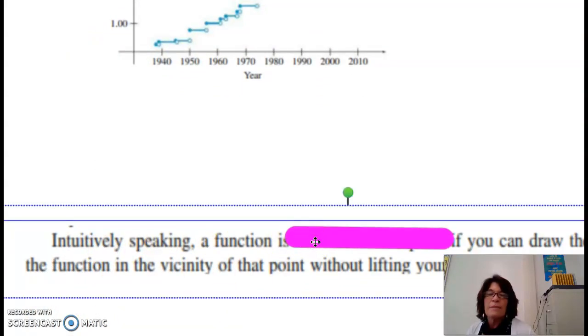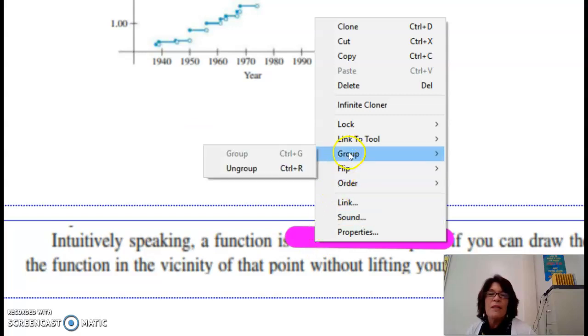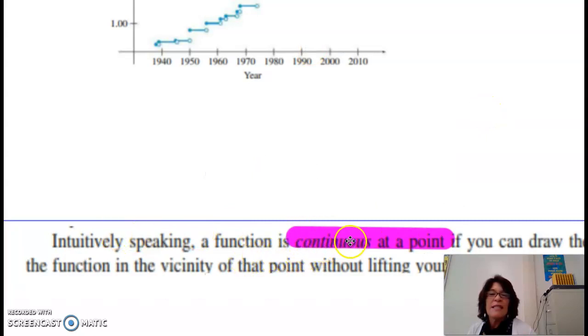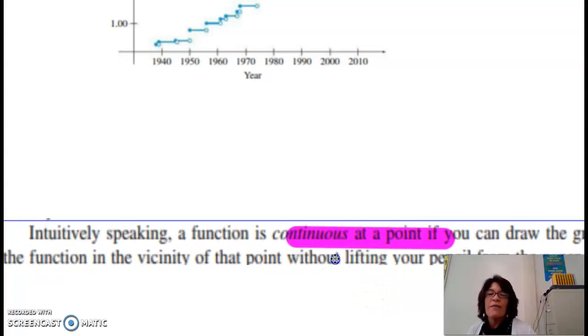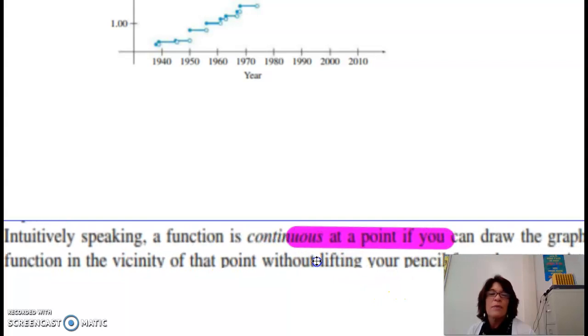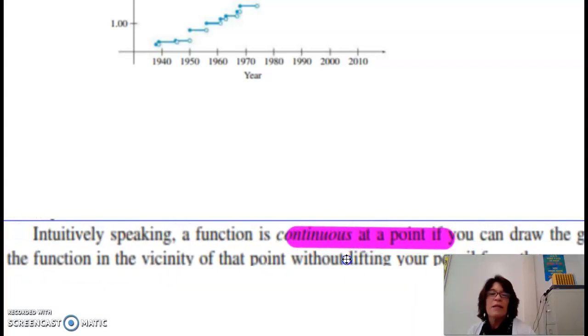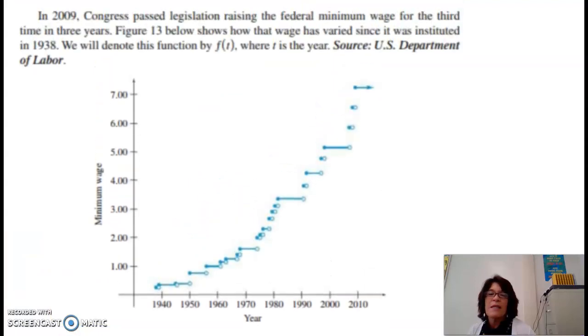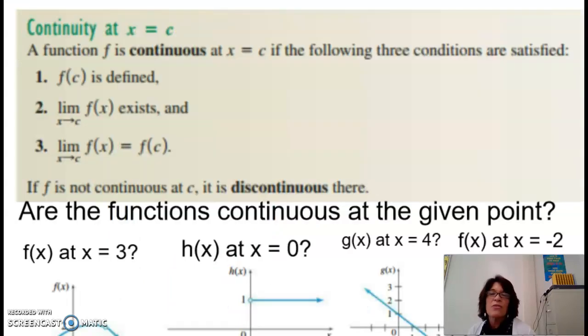Intuitively speaking, a function is continuous at a point if you can draw the graph of the function in the vicinity of that point without lifting your pencil from the paper. It's continuous if you can continually draw it, if it doesn't have any of these breaks. If I was going to trace this, I would just be able to trace it and never have to lift up my pencil. That's intuitively.